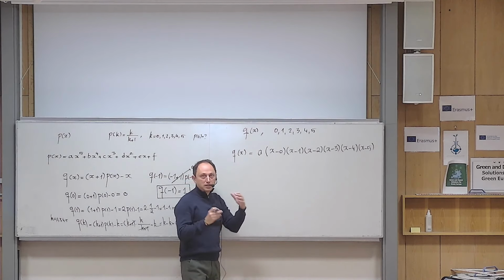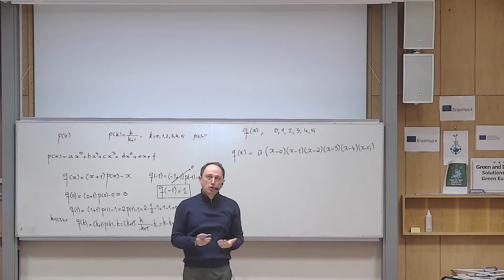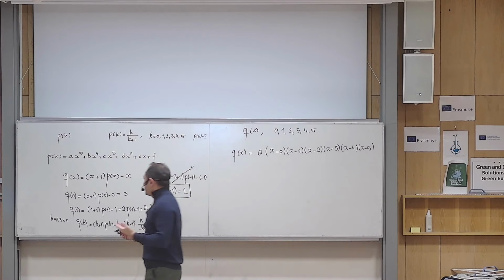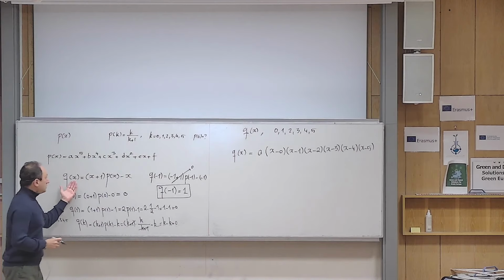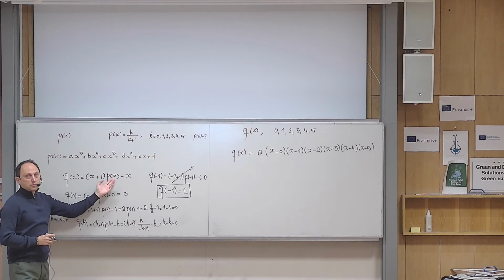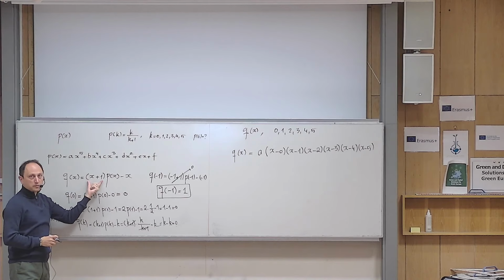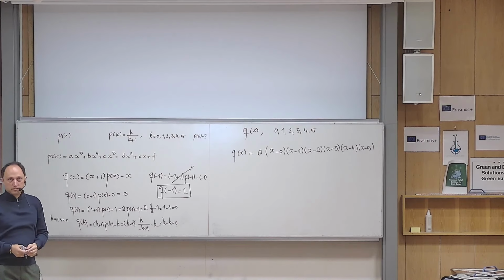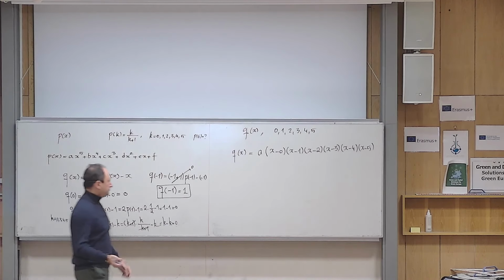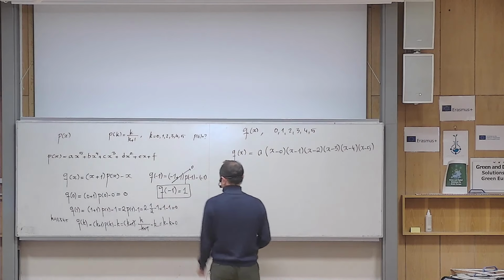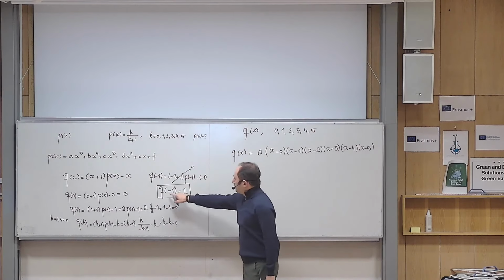So it means that q of x is completely known to me. If q of x is completely known to me, then p of x is also completely known to me because I can move x to the other side and then divide by x plus 1. That will be my p of x. So that was the point. But I have to use this piece of information: q of minus 1 is 1.